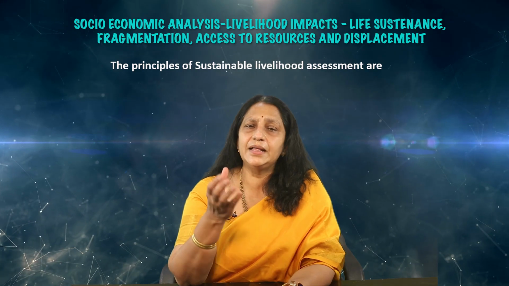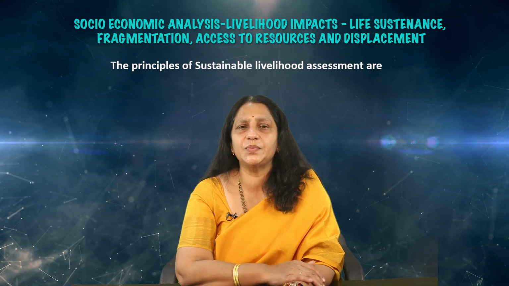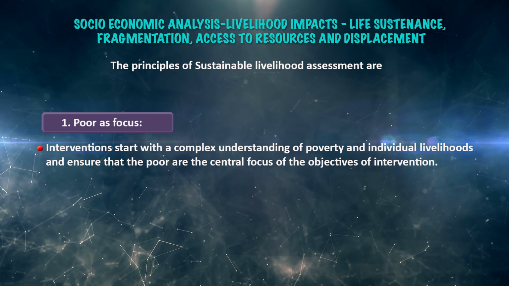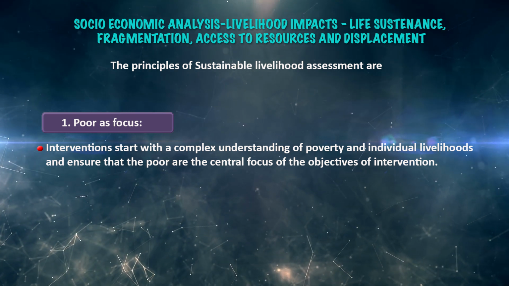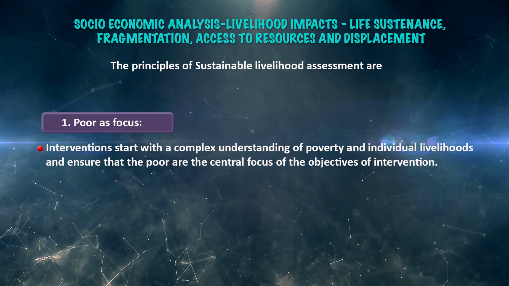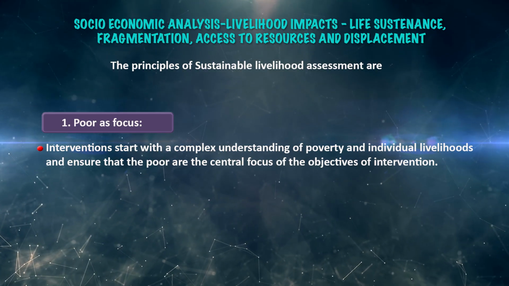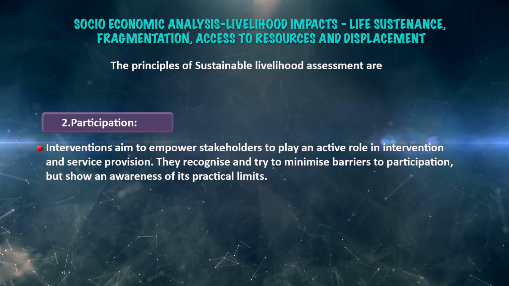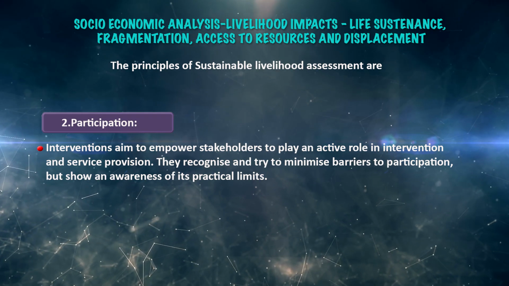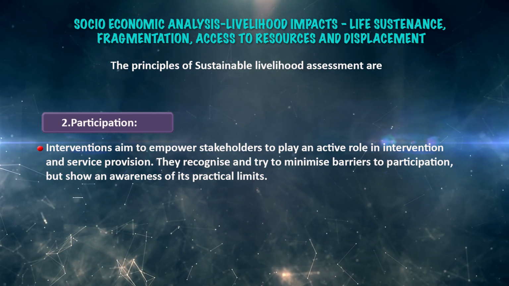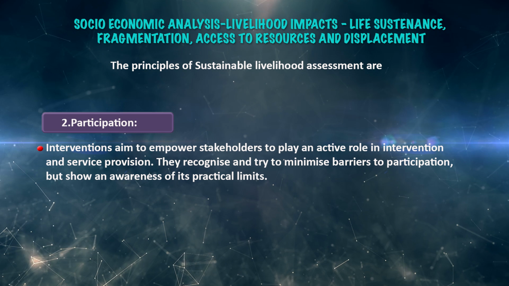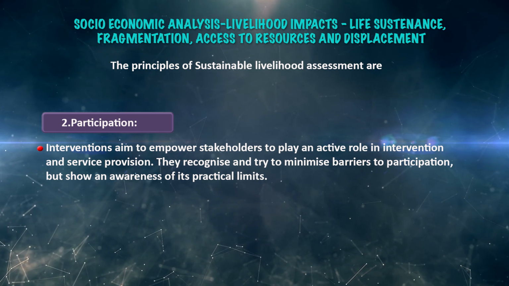So, if we look at the principles of sustainable livelihood assessment, first comes poor as focus. That means the interventions start with a complex understanding of poverty and individual livelihoods and ensure that the poor are the central focus of the objectives of the intervention. And the second principle is participation. Interventions aim to empower stakeholders to play an active role in intervention and service provision. They will recognize and try to minimize barriers to participation, but show an awareness of its practical limits.